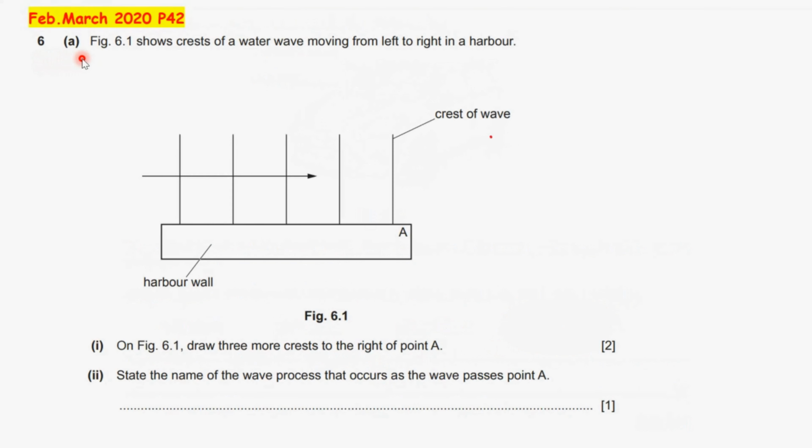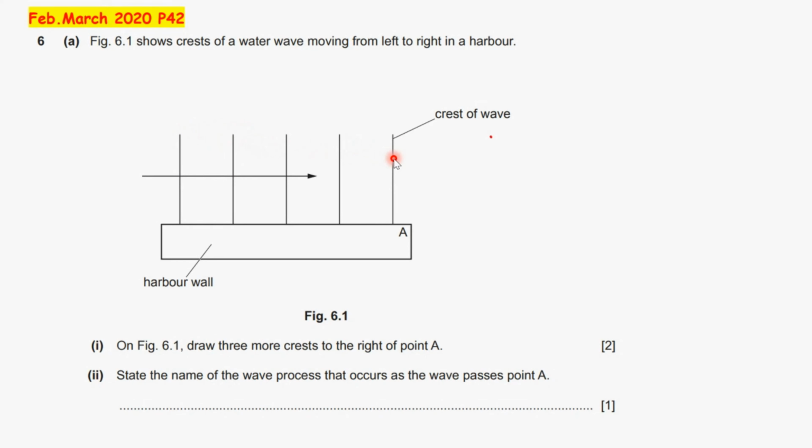This is question 6a. Figure 6.1 shows crests of a water wave moving from left to right in a harbor. In part i, on figure 6.1, draw 3 more crests to the right of point A. Okay, these crests represent the wavefronts, and if you're not familiar with wavefronts, it means the line passing through all crests. The distance between two successive crests we name wavelength.